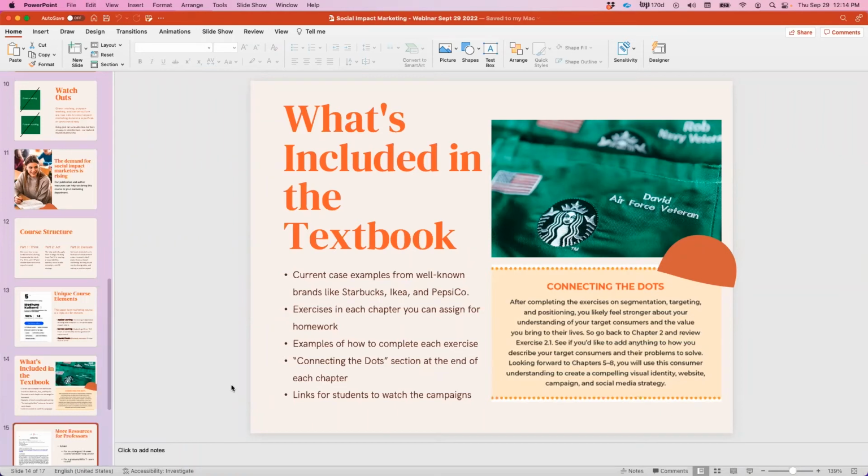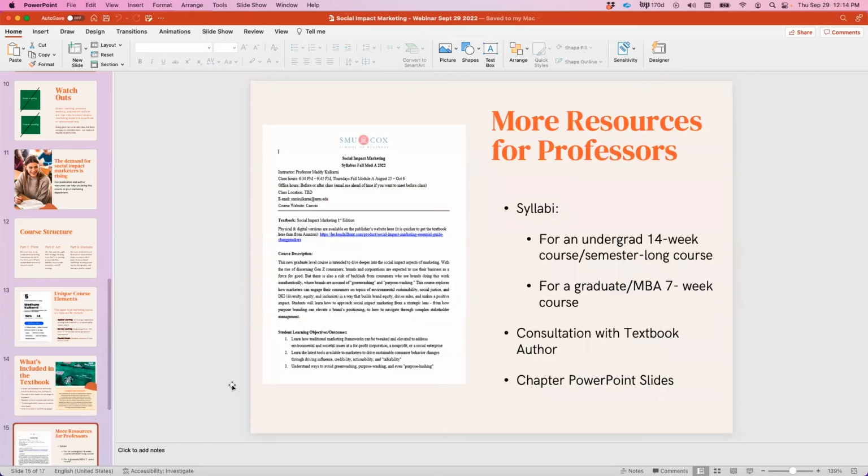Okay. We also have additional resources for professors. So we have a syllabi for an undergraduate 14-week course. I've also developed a syllabus for a graduate level MBA course. So condensing this into just 7 weeks.